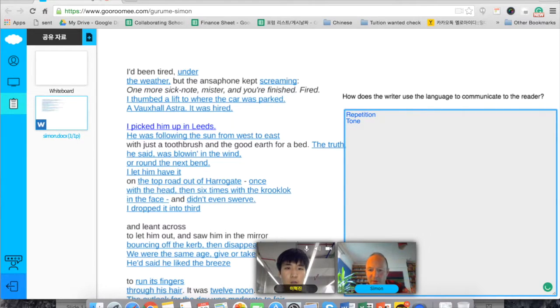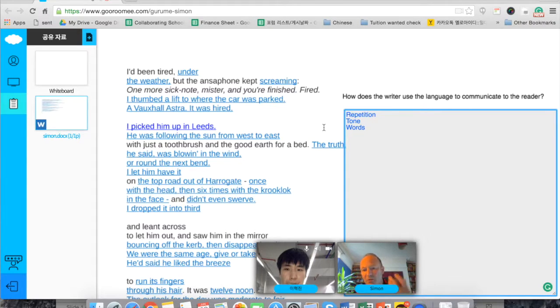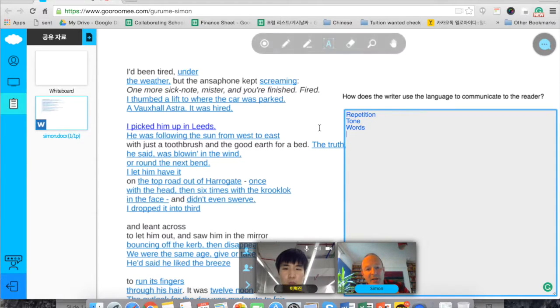Okay. The W is for words. And what we're really looking for with words are specific words, unusual words, or words which we can link together. So, for example, if in a poem there are lots of words which all relate to death, it's important to notice this, identify it, and talk about it.